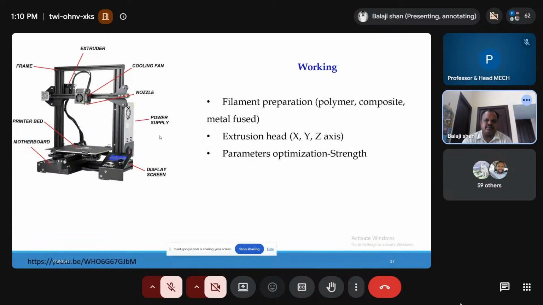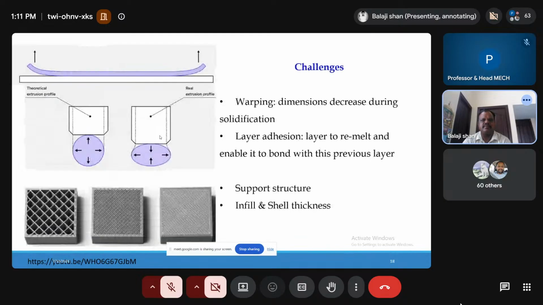So commonly, we are using polymer and composite-based filaments. The extrusion moves on the three axes, X and Y and Z. The parameters and optimization can be handled by artificial intelligence.